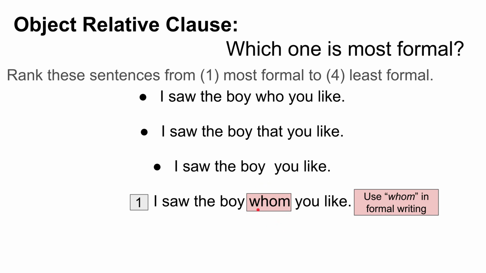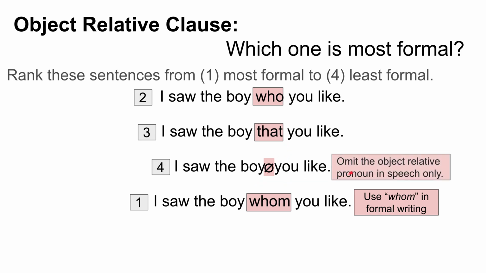Okay, the next most formal one is I saw the boy who you like. So this is somewhat formal. It's not the most formal, but it's somewhat formal. Okay, number 3 is I saw the boy that you like. Okay, and the last and least formal, number 4, I saw the boy you like. Here we don't have a relative pronoun. We dropped it. Okay, so we usually omit the object relative pronoun in speech only. Okay, and you can do that for both objects and people.